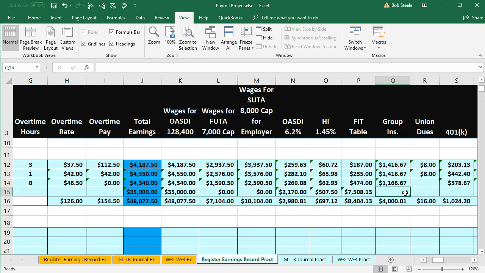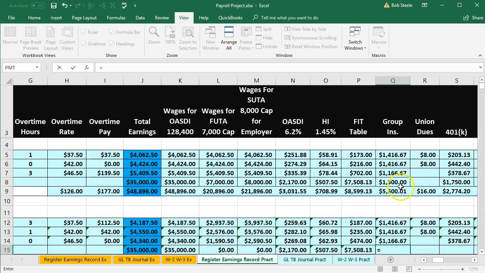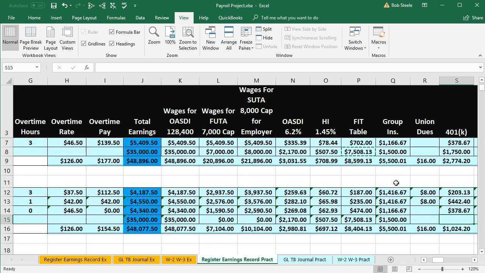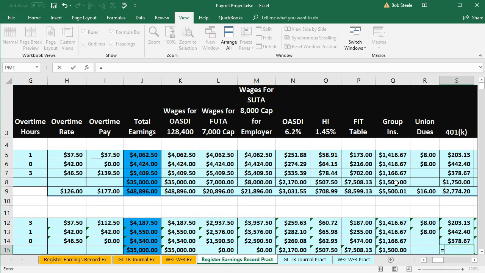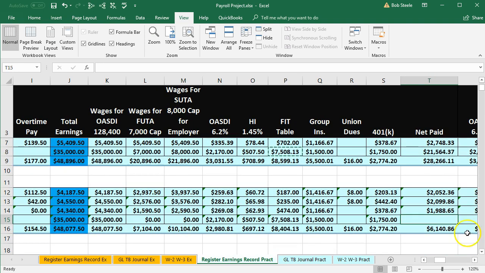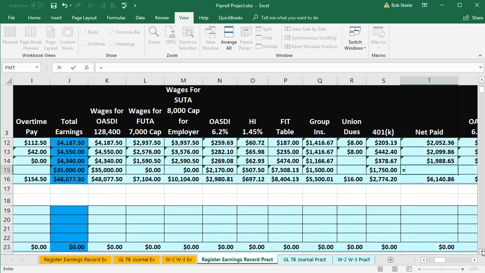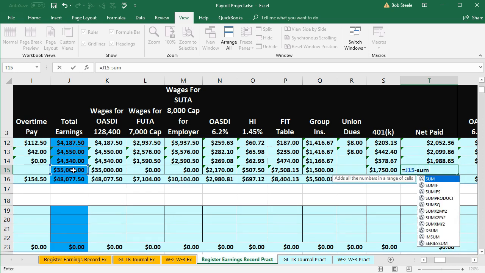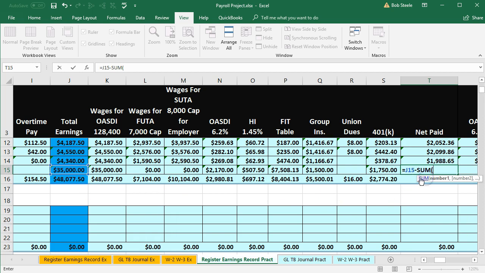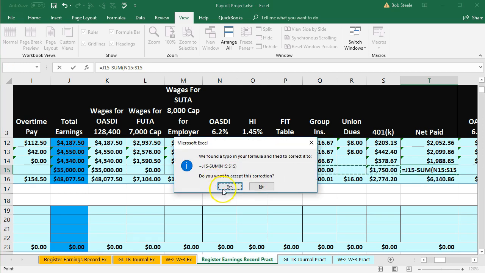Then the group insurance, same thing as the prior month, so we'll just say that equals the 1,500. Nothing in the union dues, and then the 401k will be the same. And so the net pay, I'm going to scroll back down a little bit, will equal the total earnings minus the sum, double clicking the sum, highlighting the OASDI to the 401k tab, and we're going to say yes, that's what we want.